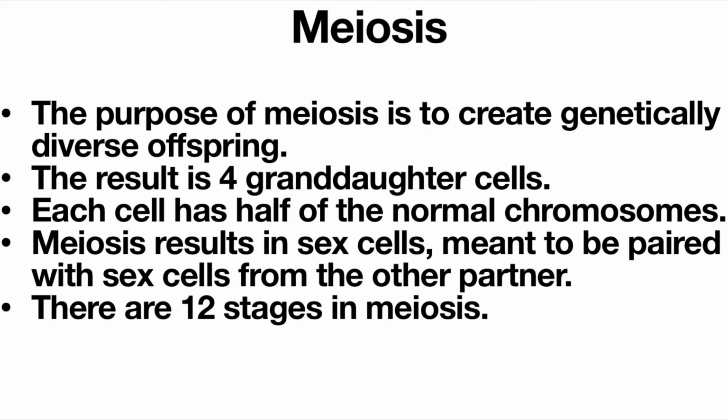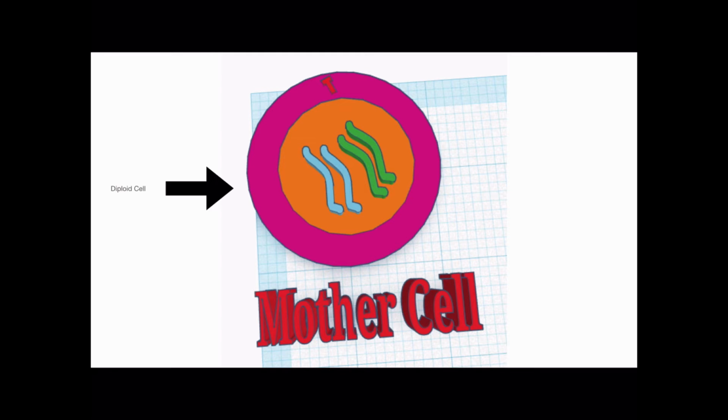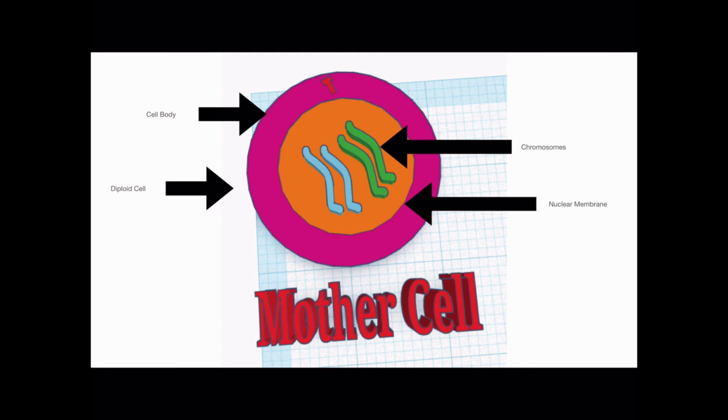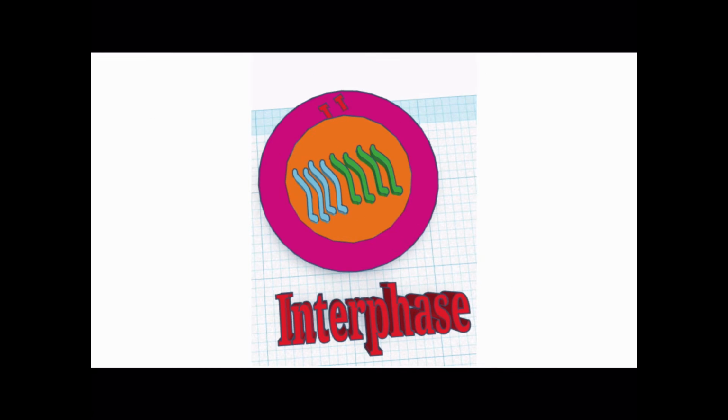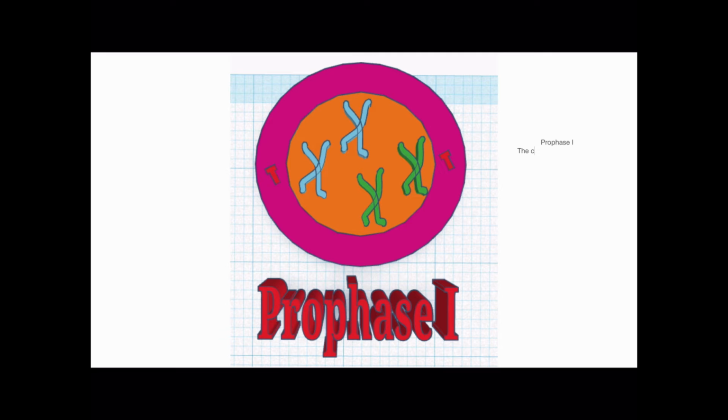Meiosis starts out the same as mitosis, but with a couple of differences. They both begin with a diploid mother cell with a cell body, chromosomes, nuclear membrane, and chromatin. The difference here is that the chromatin are now called centrosomes. There is still duplication in interphase and prophase 1, in which the chromosomes pair up and the centrosome moves to the side of the cell. There is another difference here. Between prophase and metaphase, the chromosomes do something called crossing over or recombination. This results in genetic diversity.